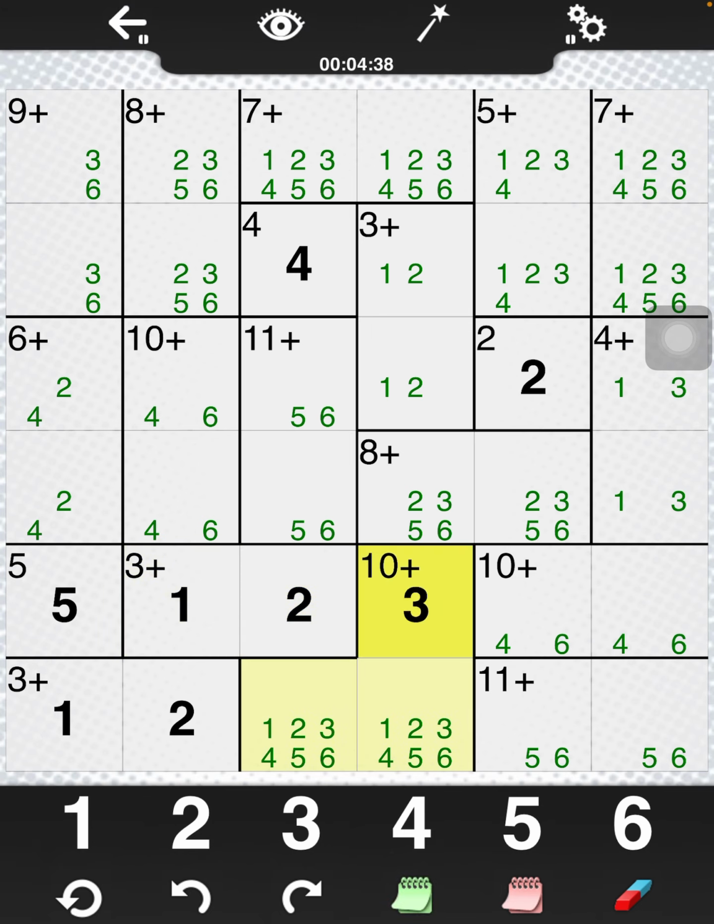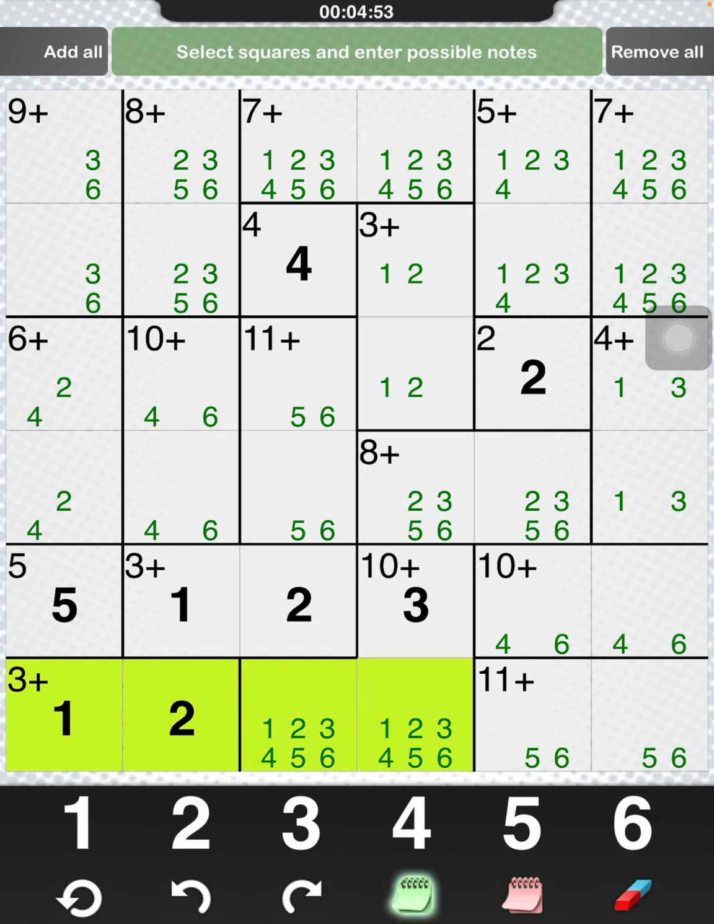Now, see this 10 here? The sum must be 7. These 2 here must equal 7. Okay? Let's see what we got here. I am on the last row. Well, 1 and 2 is here, so for these 2 here, 1 and 2 is out.